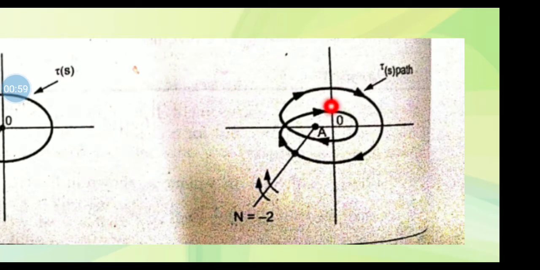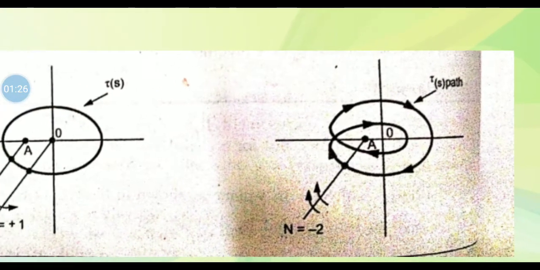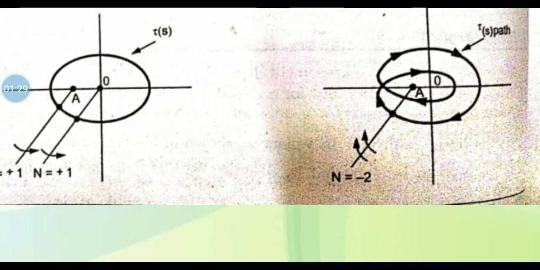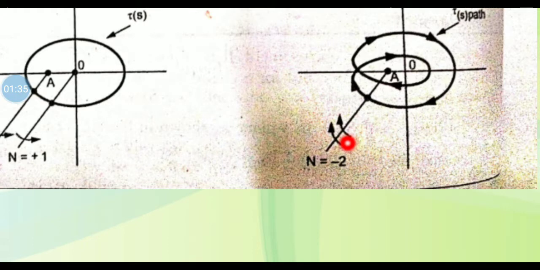So when we draw a vector from this point A, which intersects this at 2 points. Here it intersects, here it intersects. So you can see this is also traveling in clockwise direction, this is also traveling in clockwise direction. Due to that, we can write the total number of encirclements are minus 2. This represents clockwise direction first one, this represents clockwise second. So the total number of encirclements are minus 2, 2 in clockwise direction.